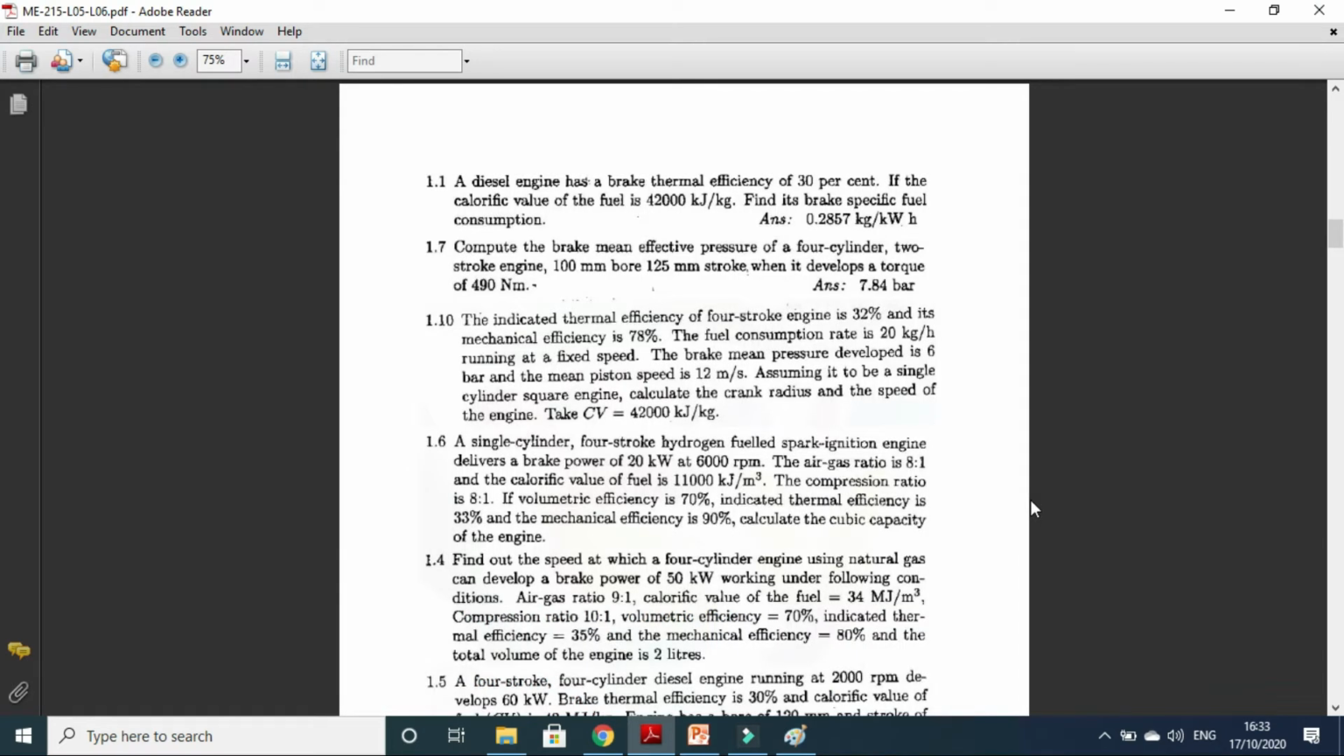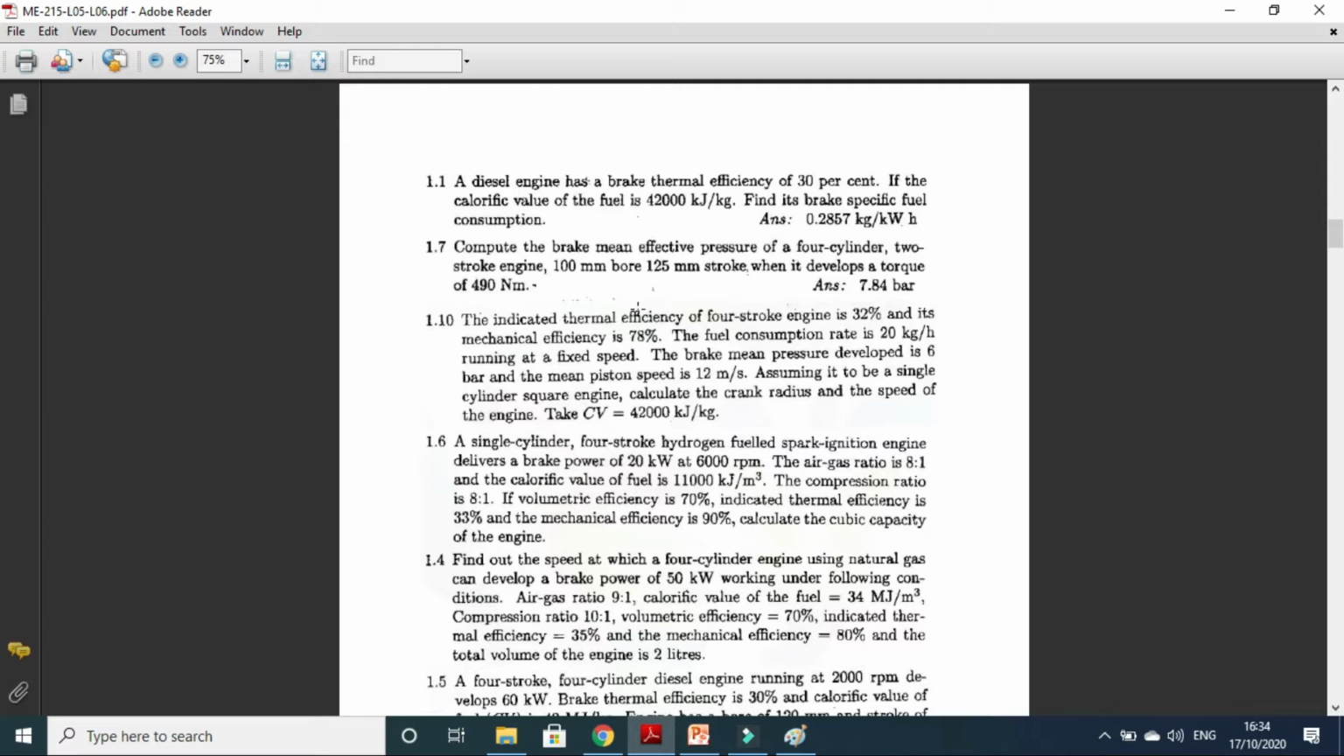Now let's first solve 1-1. 1-1 is the unsolved numerical given at the end of chapter number 1 of book B. Ganison. A diesel engine has a brake thermal efficiency of 30%. If the calorific value of the fuel is 42,000 kilojoule per kilogram, find its brake specific fuel consumption. So it's a very simple numerical.